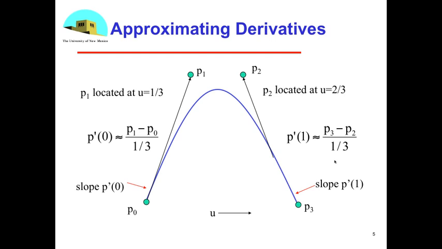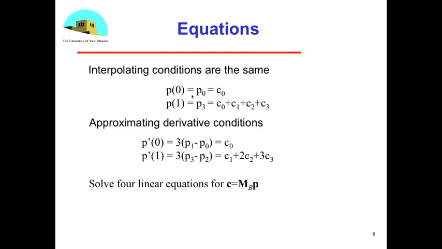So I simply take those values and put them into the same equations that we started with for the Hermite form, namely we have the same endpoint conditions. At u equals 0 we have to interpolate c0, so we evaluate the cubic at 0 and we get p0 equals c0, and again at 1 we get p3 is c0 plus c1 plus c2 plus c3.